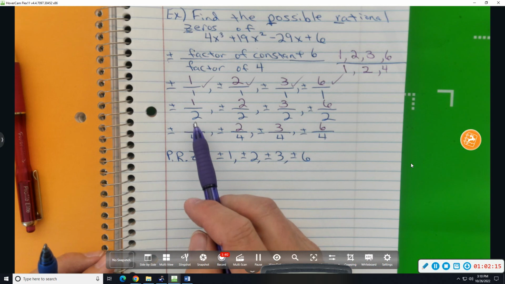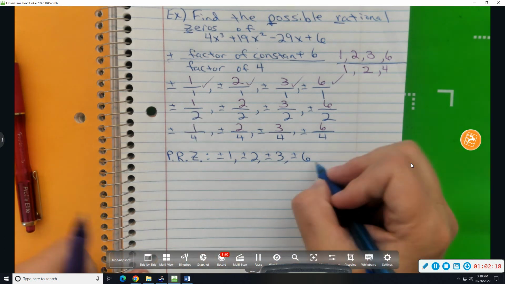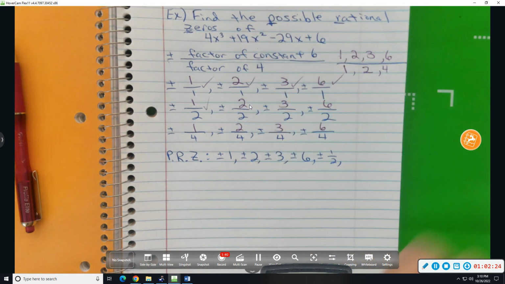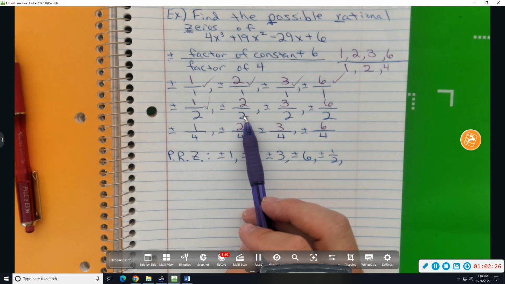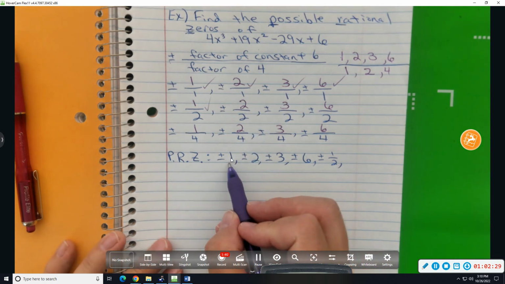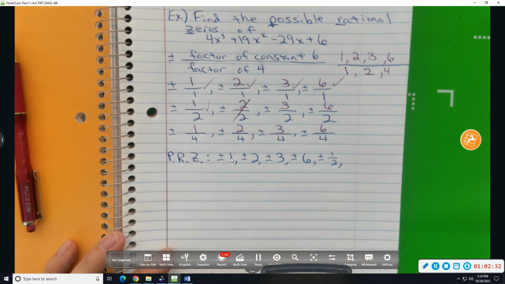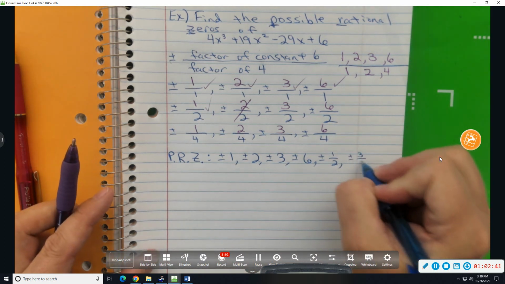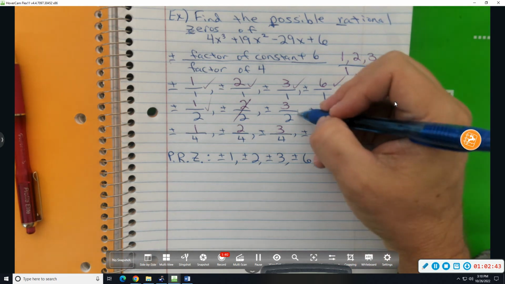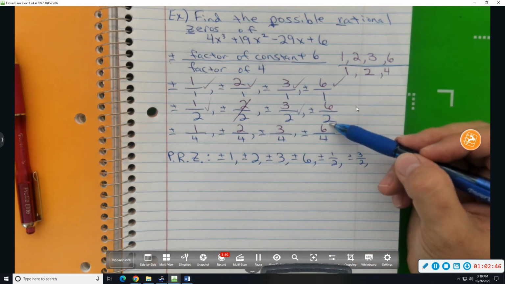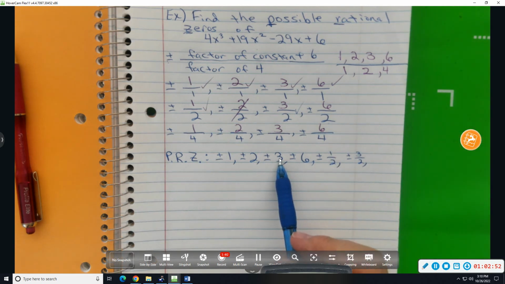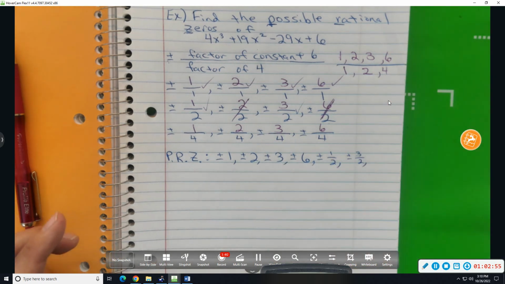The next one, 1 over 2, that's 1/2. Took care of that. Hey, what's 2 divided by 2? That's 1. Don't we already have 1 listed? So we can mark that one out. 3 over 2, that's 3/2. We don't already have it listed, so I'll add it to my list. What about 6 divided by 2? 3. We already have it listed, so we can mark out that 6 over 2.